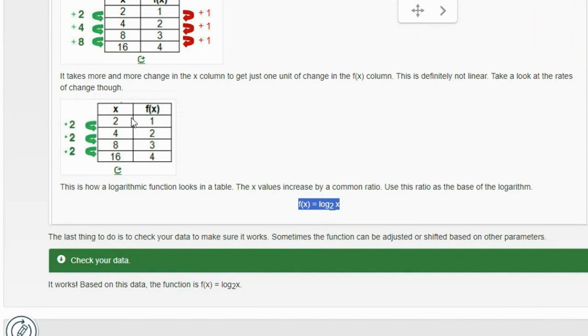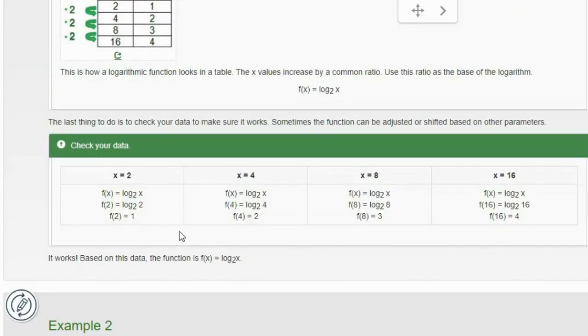If x is 2, 2 to what power equals 2? Well, that'd be the first power. That's why it equals 1. If x is 4, we've got log base 2 of 4. So 2 raised to what power equals 4? The answer is 2. If x is 8, we've got log base 2 of 8. 2 to what power equals 8? Third power. 2 times 2 times 2.